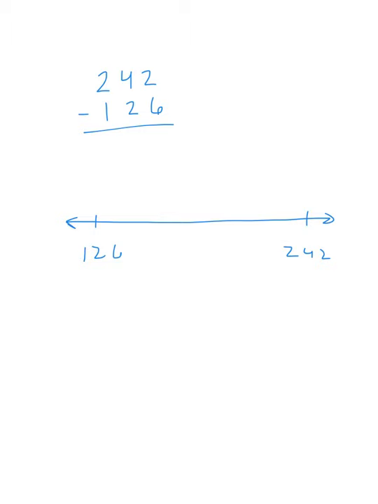So I say, well, wait a second. If I'm moving from 126, well, let's say I went up to 150. So that'd be plus 24. Then if I went from 150 to 200, that'd be plus 50. Then from 200 to 242, that'd be plus 42.